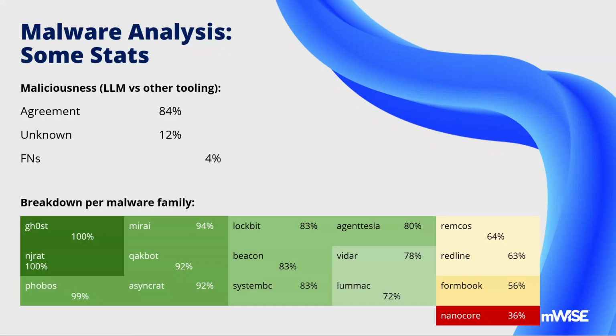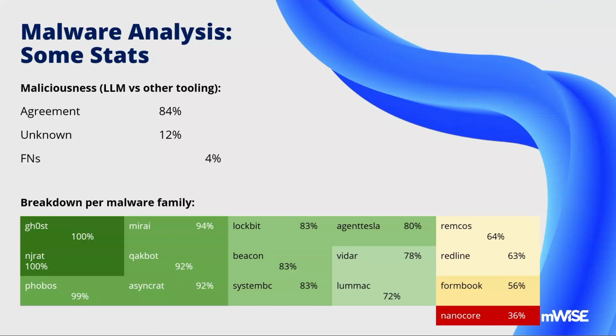In 4%, sorry, it's a false negative. So the LLM is saying, no, no, no, this looks great. And in 12%, this is unknown. And we will see in a bit what it means. And by families, we see that some families like Ghost and ngRat, we have 100% of agreement. Then there is a bunch of samples like Mirai, Quackbot, SyncRat. We have over 90%. And then we have like 6 families over 70.